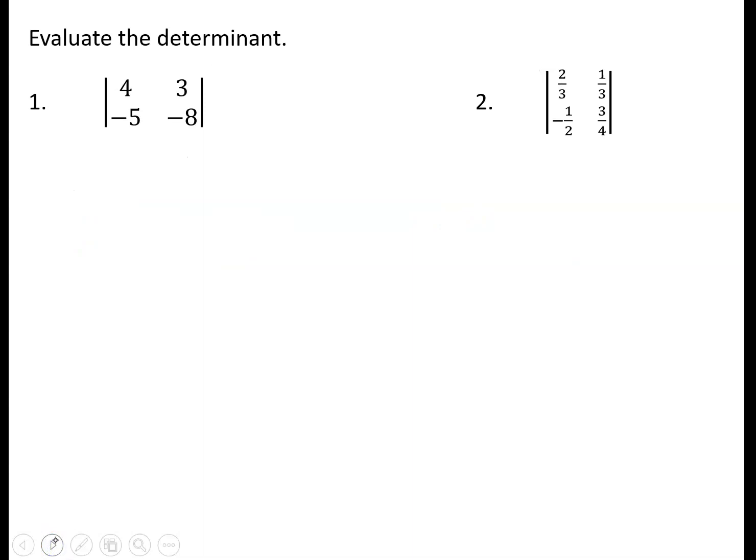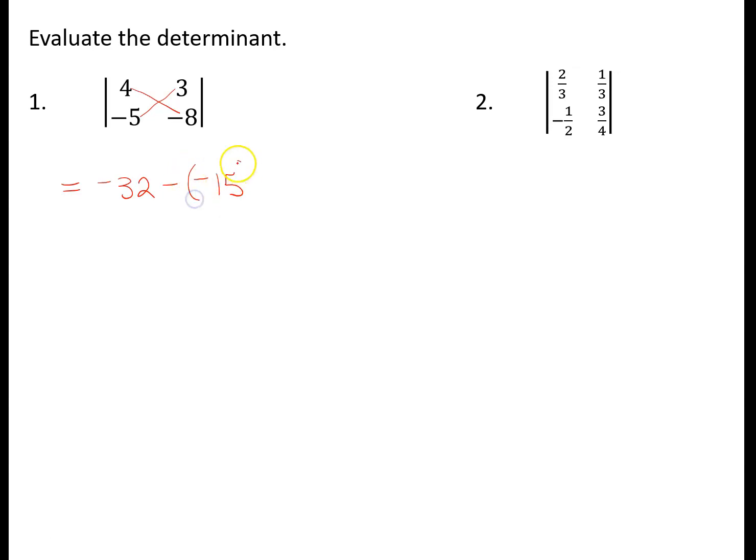It says evaluate the determinant. So you've got your straight bars there. We're going to put an equal sign. The determinant is always equal to just a single number in the end. Okay, so this is just a calculation. So we're going to start on the upper left and we're going to multiply 4 times negative 8, which would be negative 32. Then we're always going to write minus. Then we're going to multiply the other diagonal. 3 times negative 5 is a negative 15.